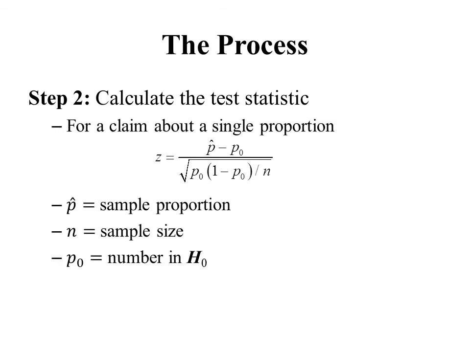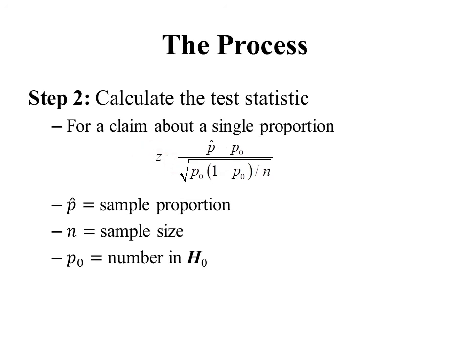But for a claim about a single population proportion, like what we have here in this example, our test statistic is calculated according to this formula right here. So in this formula, we need p hat, which is our sample proportion, n is our sample size, and then p naught is the number that's used in the null hypothesis. So we're going to put things into this formula, crunch the numbers, and the number that we get out we're going to call z. And we call this number z because the number that we calculate over here is going to be an observed value of a random variable with a standard normal distribution.